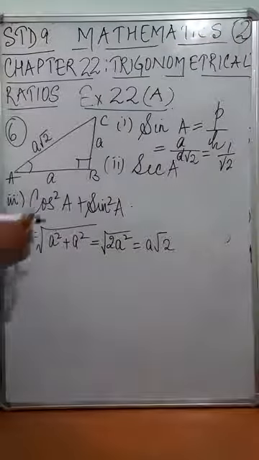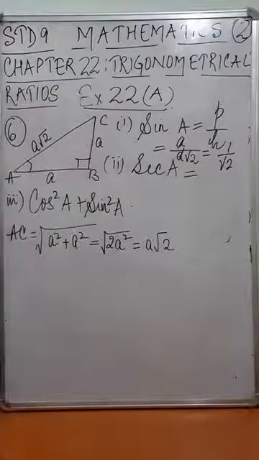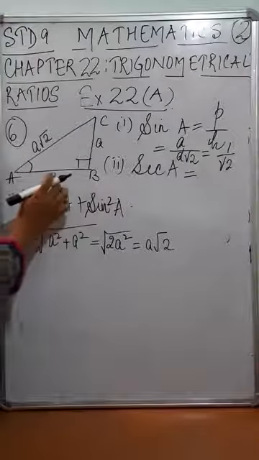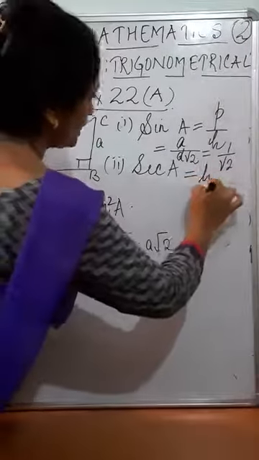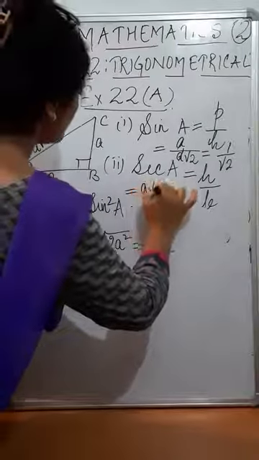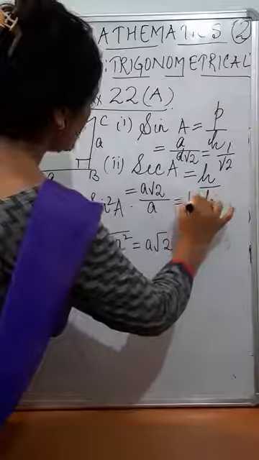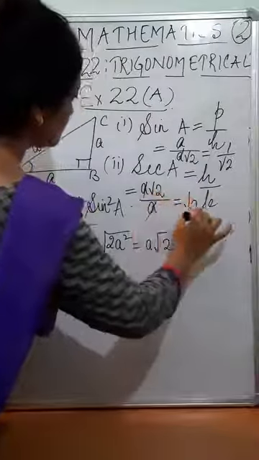Then sec A. Sec A formula is hypotenuse by base. Hypotenuse is A root 2. Base is A. Therefore, sec A is equal to, A cancels, root 2.